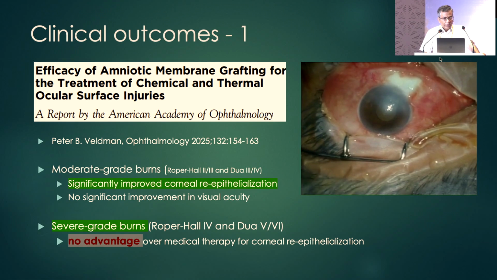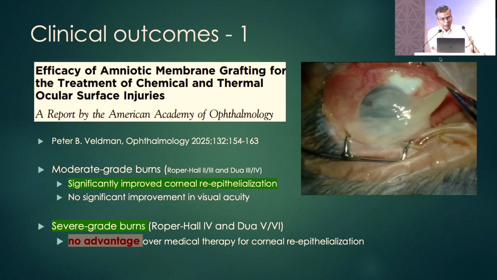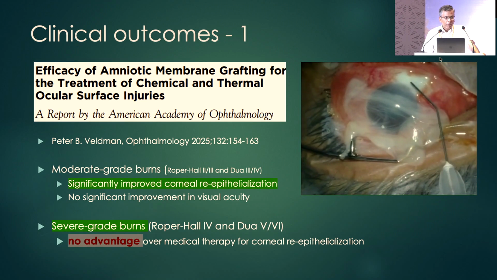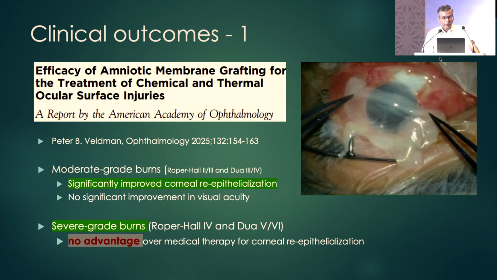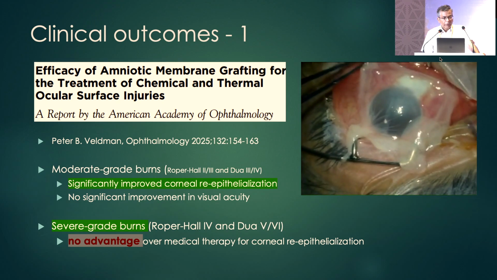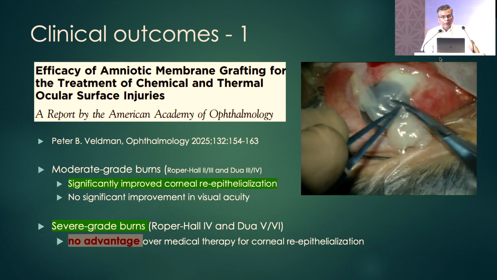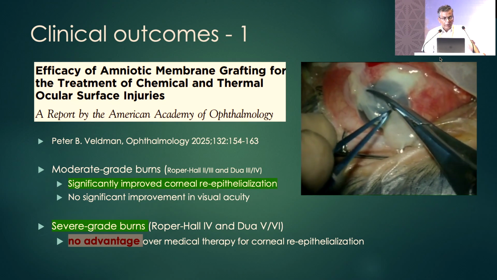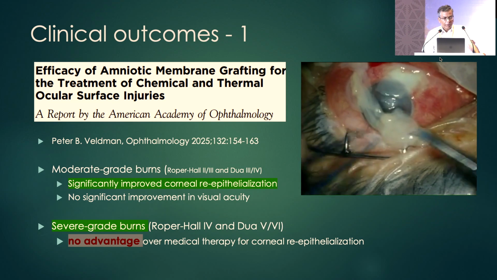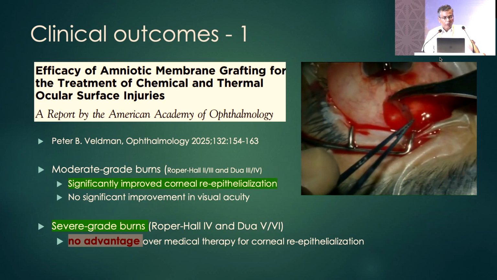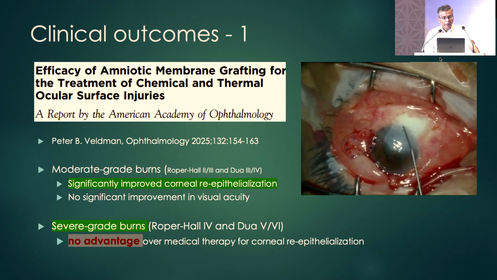Now, looking at the clinical outcomes in the recently published report by the American Academy of Ophthalmology, it has shown that in moderate grade burns, that is Roper Hall grade 2 and 3 or Dua classification grade 3 and 4, amniotic membrane significantly improves corneal reepithelialization. However, there is no statistically significant difference in the improvement of visual acuity. This statement might give you an impression that then what is the role of amniotic membrane grafting in these patients?